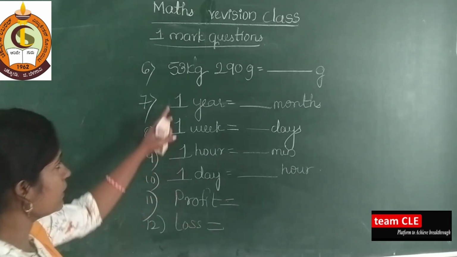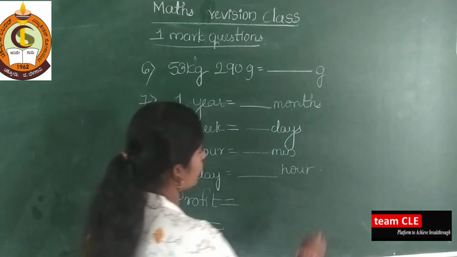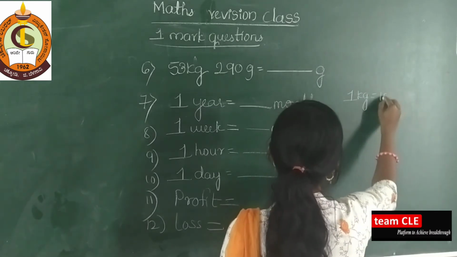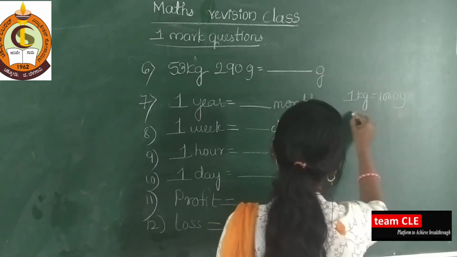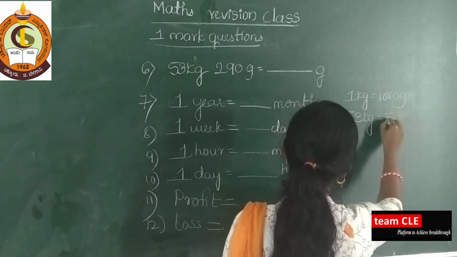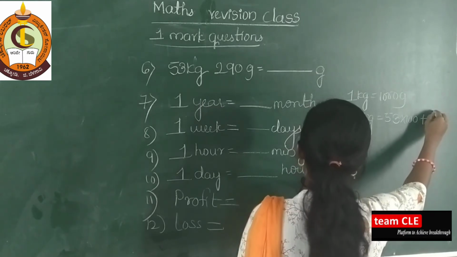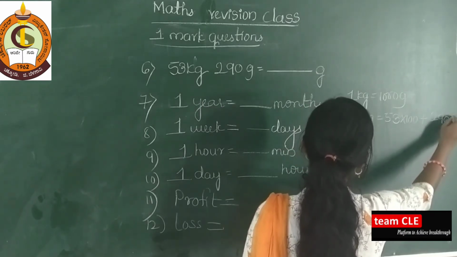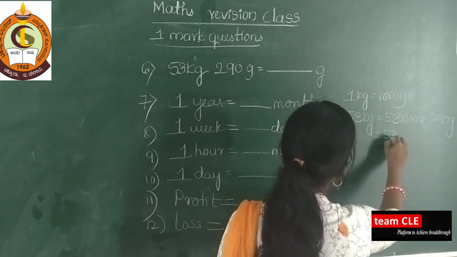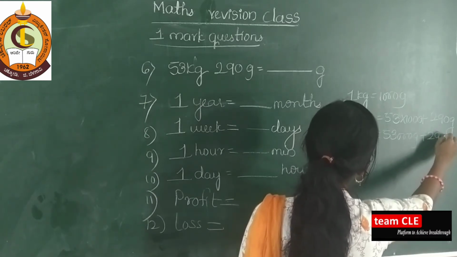Okay, so here the sixth question is 53 kg 290 gram. Already you know 1 kg is equal to how many grams? 1000 grams. Then 53 kg is equal to, what we have to write here? 53 into 1000 plus 290 gram. So 1000 you have to write here, 53,000 gram plus 290 gram.